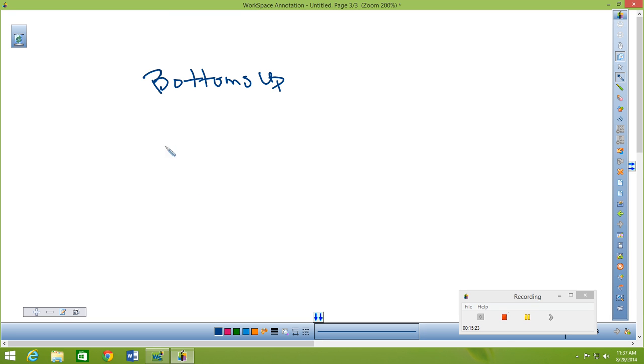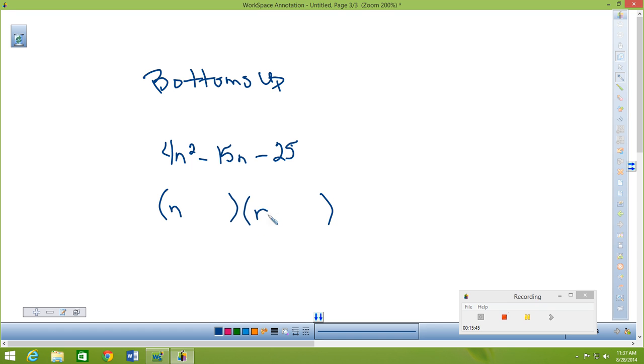Okay, how about 4n squared minus 15n minus 25? For those of you that hung on to watch, this is actually your number 11. Okay, there is no common factor, so I'm going to start out, and I'm going to put n at the front of each of these. Now then, I'm going to take this 4, and I'm going to multiply it times negative 25. That's negative 100. So I want factors of negative 100 that are going to add up to negative 15.